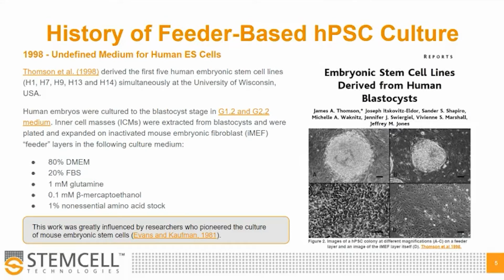Then the inner cell mass of the blastocyst was extracted and plated on inactivated mouse embryonic fibroblasts, or feeder layers, in an 80% DMEM, 20% FBS-based system, also containing glutamine, beta-mercaptoethanol, and non-essential amino acids. This work was pivotal as it was the first time that human embryonic stem cells were cultured in vitro. The work was greatly influenced by Evans and Kaufman, whose work in the 1980s pioneered the culture of mouse embryonic stem cells.